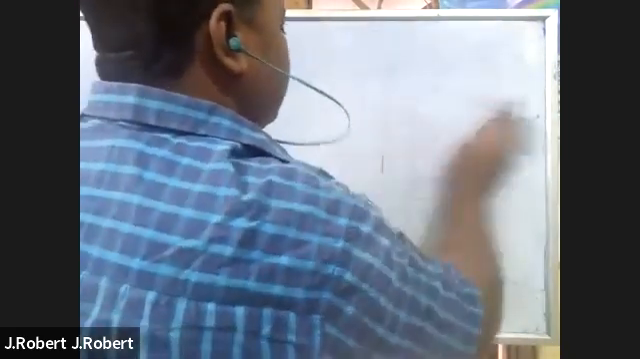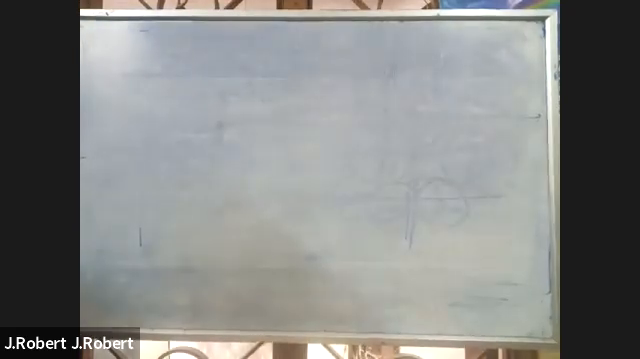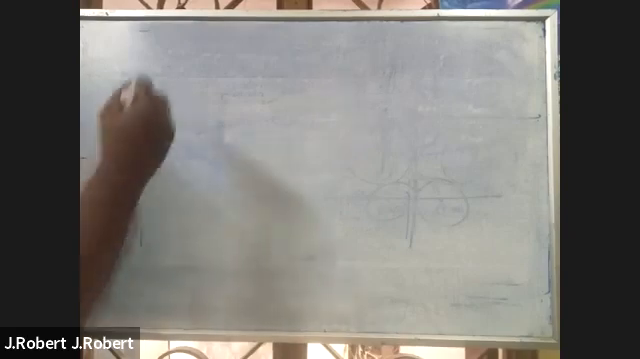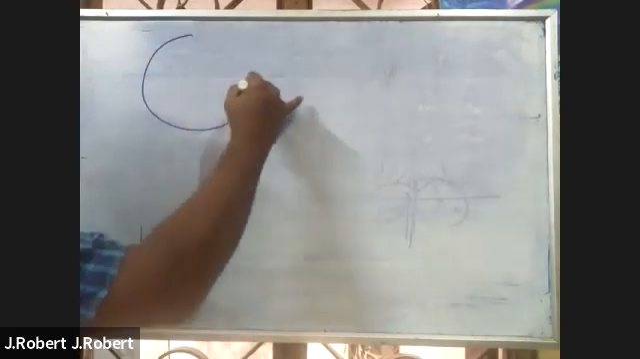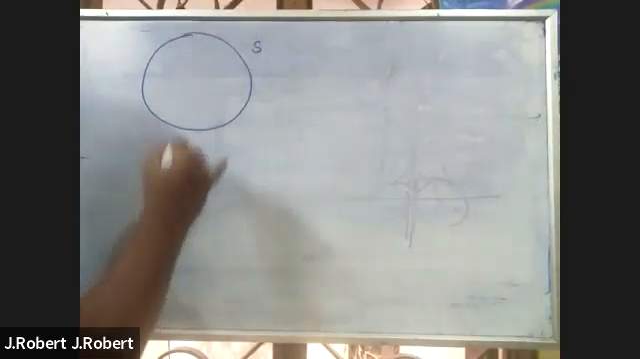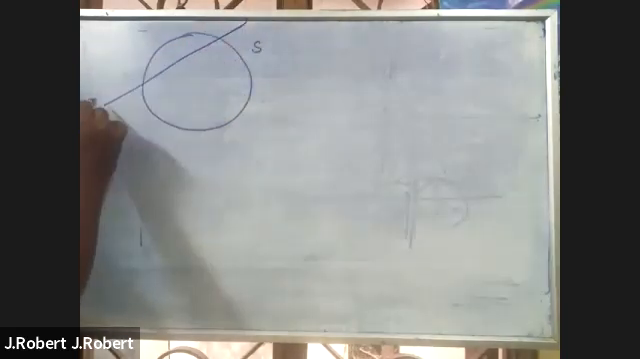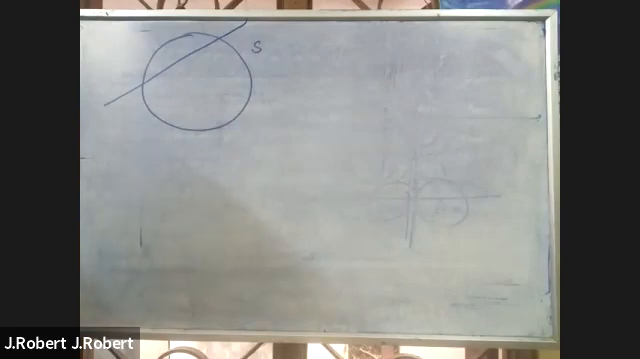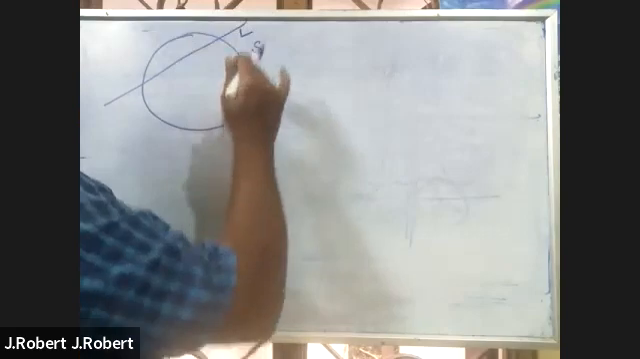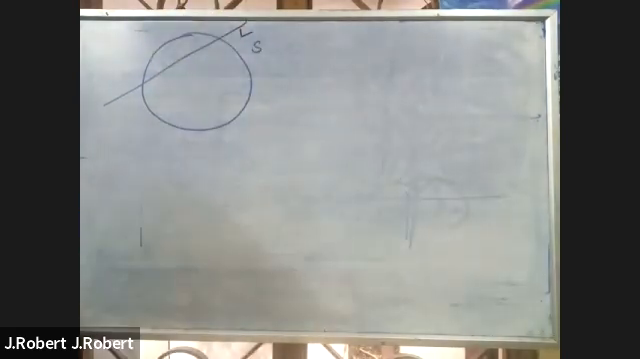Next, the line and a circle. Now we are going to compare the line and a circle. Suppose this is a circle. We can call this circle S. Now we are introducing a line called L. So this is the line, and this circle is called S.